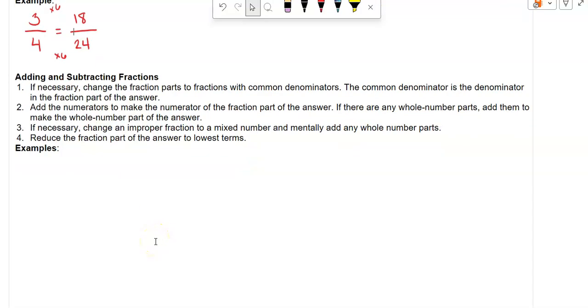Okay, sometimes we'll also encounter problems in which we need to add and subtract fractions. Okay, the easiest problems are those where we have the same denominator, also known as common denominators. And so let's say that we want to add 2 7/8 plus 4 3/8.